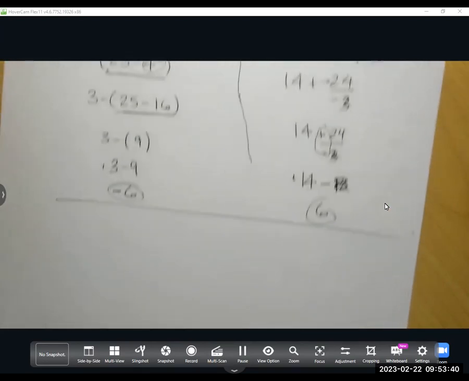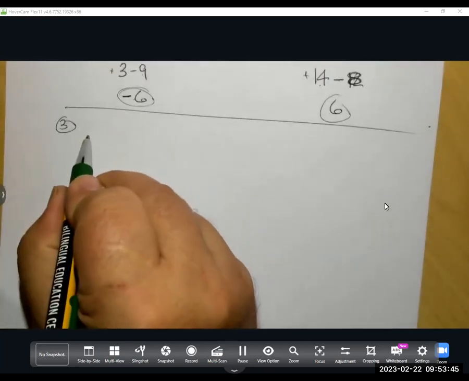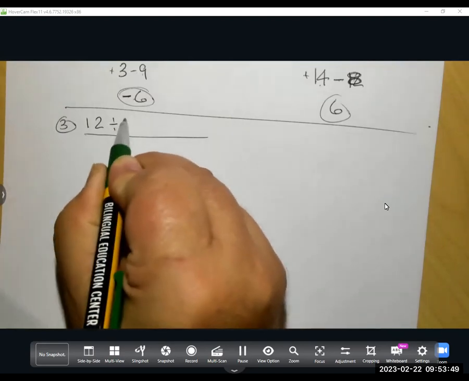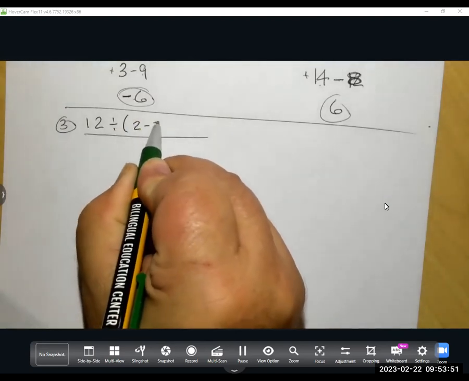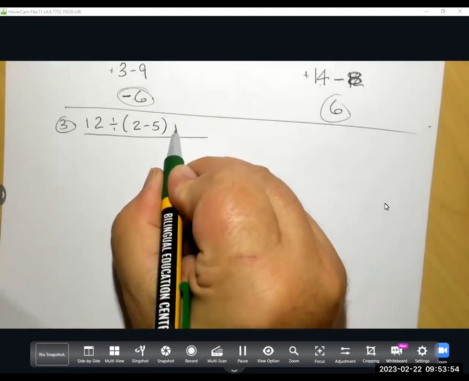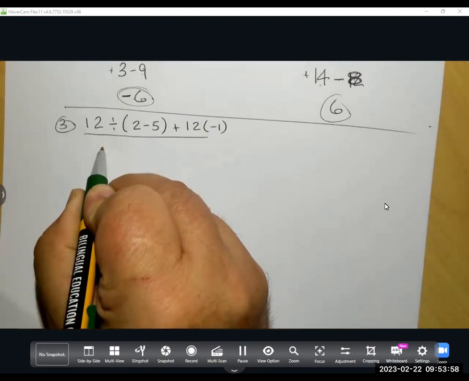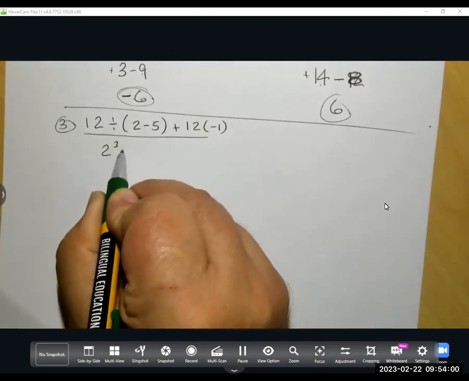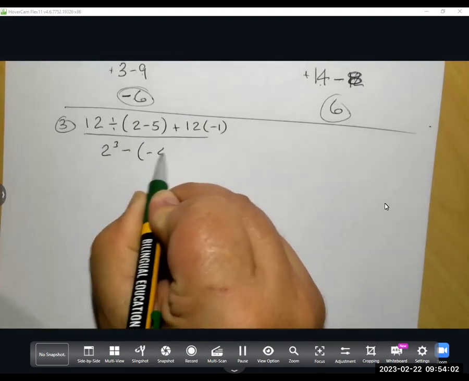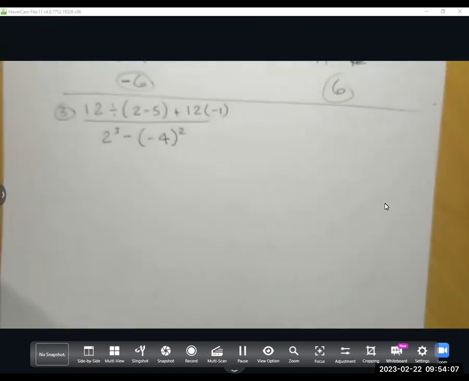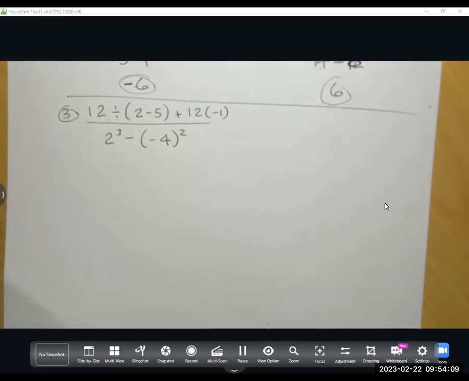There's that one. All right, number 3. 12 divided by 2 minus 5, plus 12 times negative 1, or 2 to the third minus negative 4 squared. Have you all finished these? Bless you.